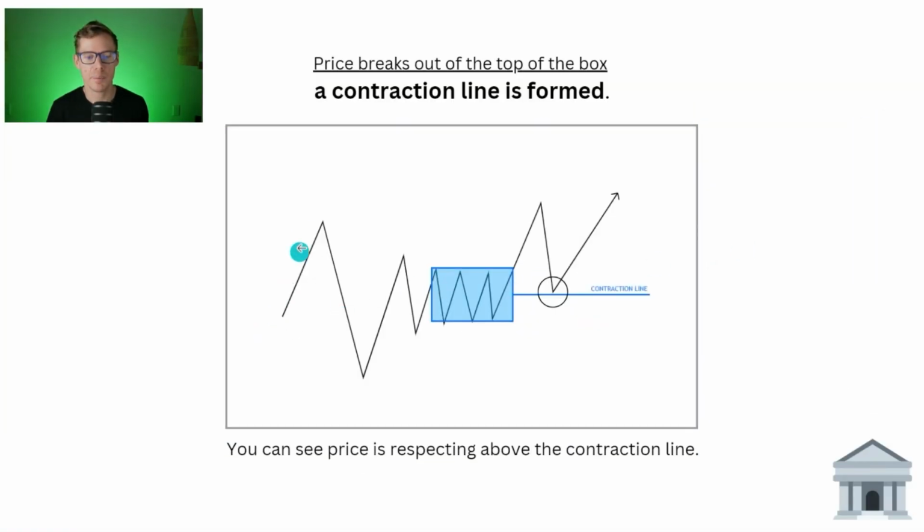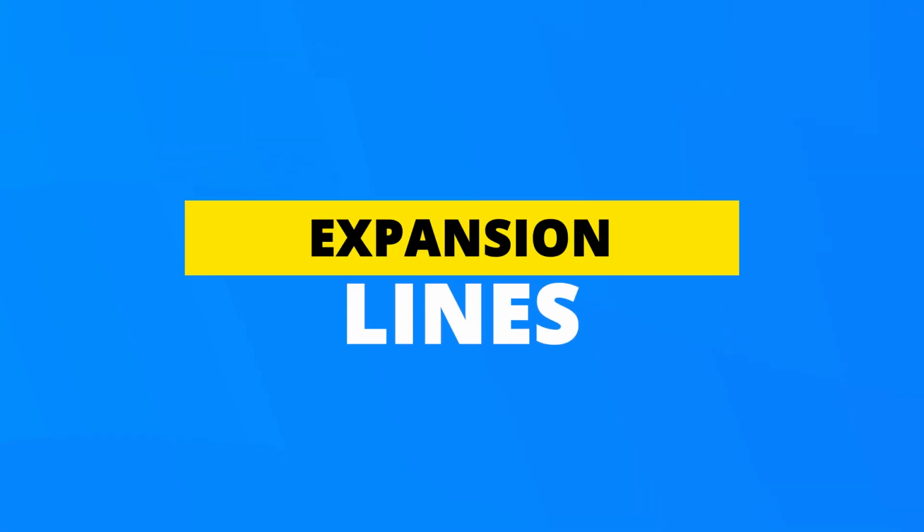You can see over here, price squeezes, gets tighter, tighter, and then it forms a contraction box. This is where the buyers and the sellers become neutralized, and then price expands out of the box. As it expands out, it forms this contraction line. Price will oftentimes respect these levels. They will serve as very strong support and resistance levels. Then we get these expansion lines.